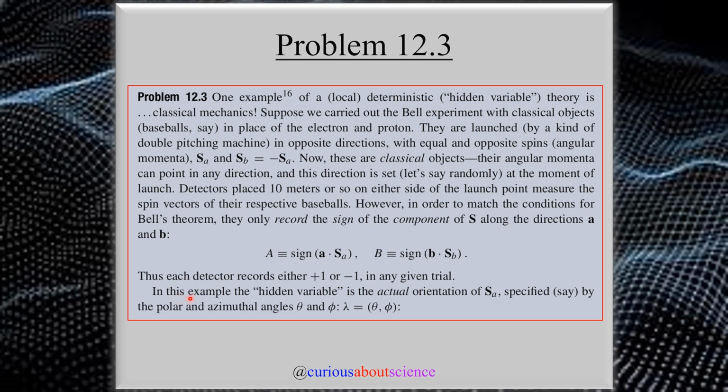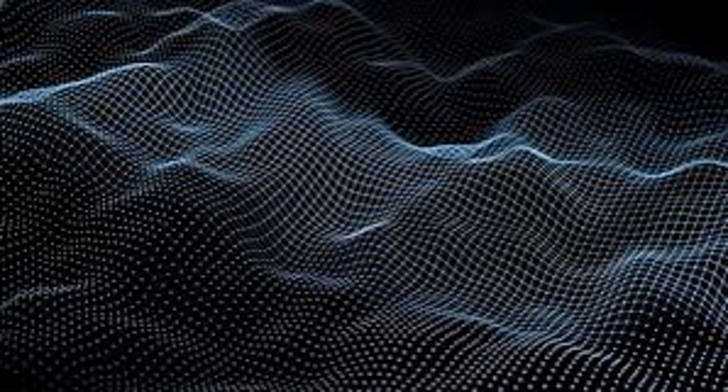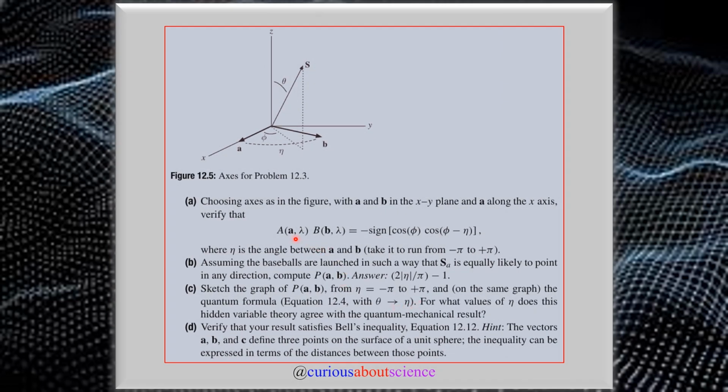In this example, the hidden variable is actually the orientation S_A specified, say, by the polar and azimuthal angles theta and phi. So lambda is a function of theta and phi. So for this problem, this is the picture given to us, the diagram. And part A tells us to choose axes as in the figure with a and b in the xy plane and a along the x-axis.